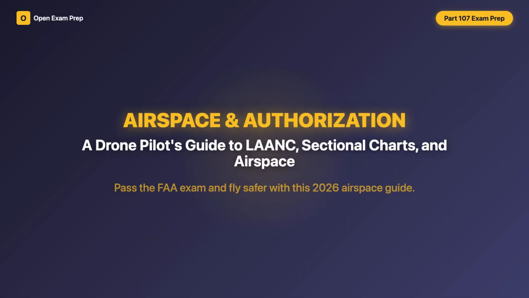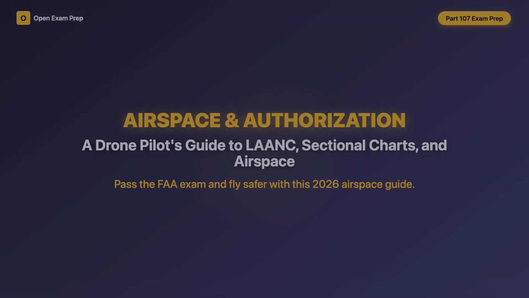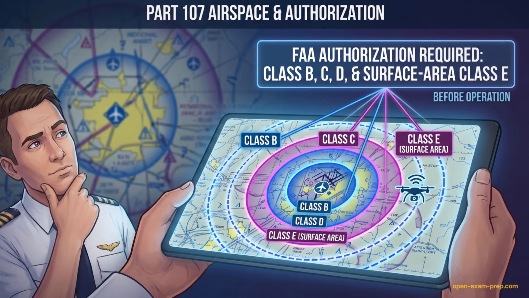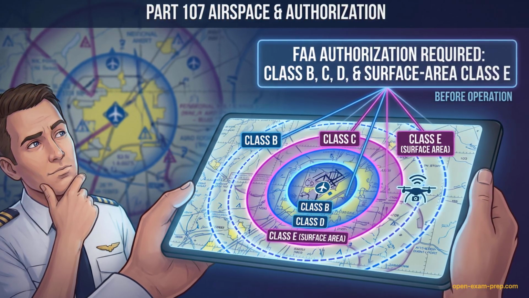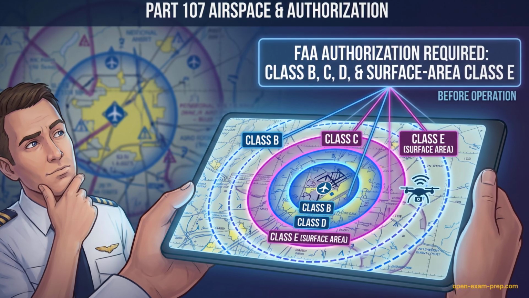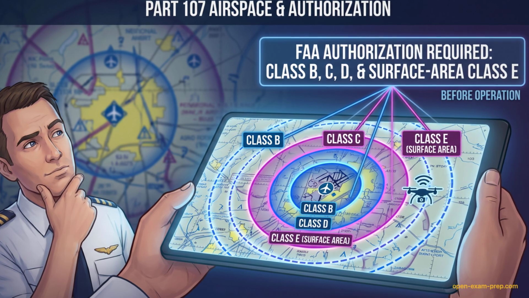Getting your Part 107 airspace authorization right is critical for passing the exam and flying safely. Let's break it down. Many Part 107 candidates lose points on airspace questions because the rules seem complex. The core principle is simple. If you plan to fly a drone in controlled airspace that reaches the surface, you need prior FAA authorization.